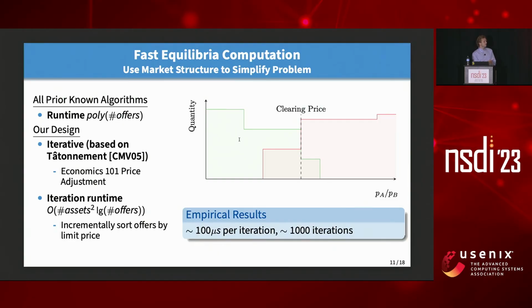This gets the runtime down to essentially logarithmic in the number of open offers. We also need to sort the offers, but you can do that incrementally batch by batch, and so that becomes not a huge runtime consideration. Concretely, if you're careful about the cache performance, you can get the runtime per iteration down to about 100 microseconds, even when there are millions or tens of millions of offers to deal with. And we need about 1,000 or 2,000 iterations in order to get good prices.